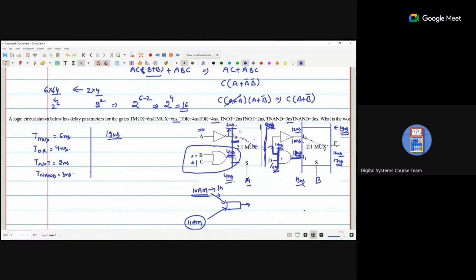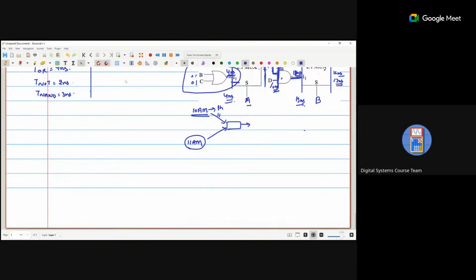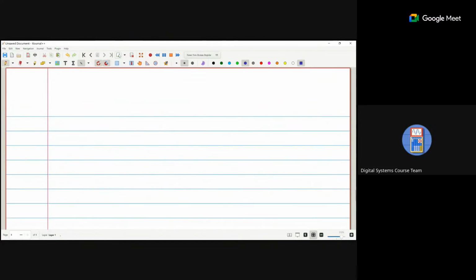Now the priority encoder. What is the problem with the encoder? If we have three inputs I3, I2, I1 and I0, and we have outputs Y1 and Y0, the encoder will convert other code into the binary code.